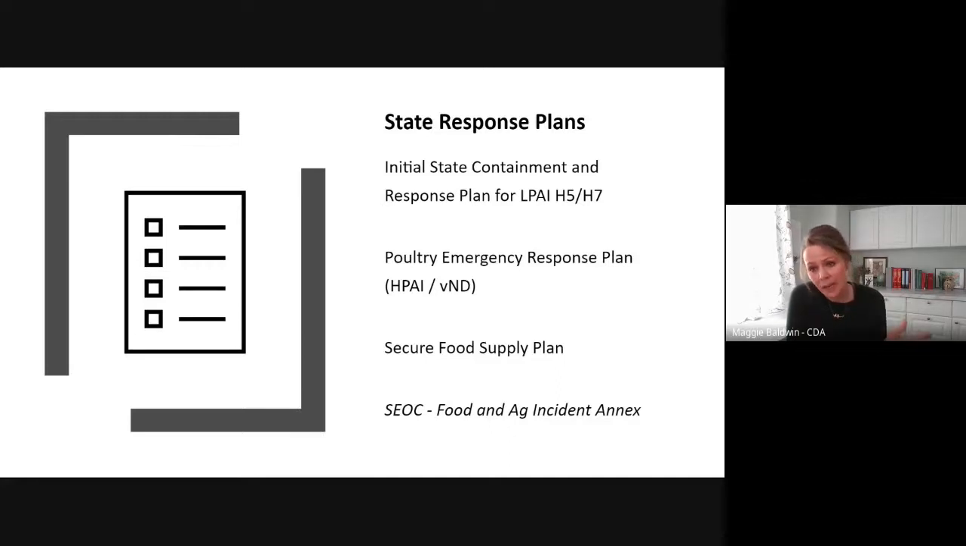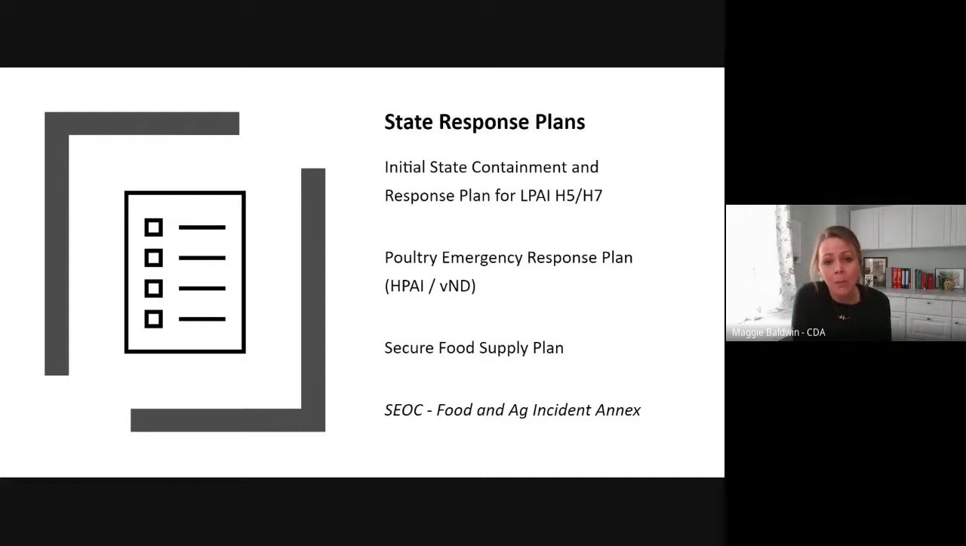So if we catch a low path H5, H7 before it mutates into high path, what are our options for response in that instance? So we have that plan. We're currently still waiting in line for USDA final approval, but we have a draft plan ready to go.